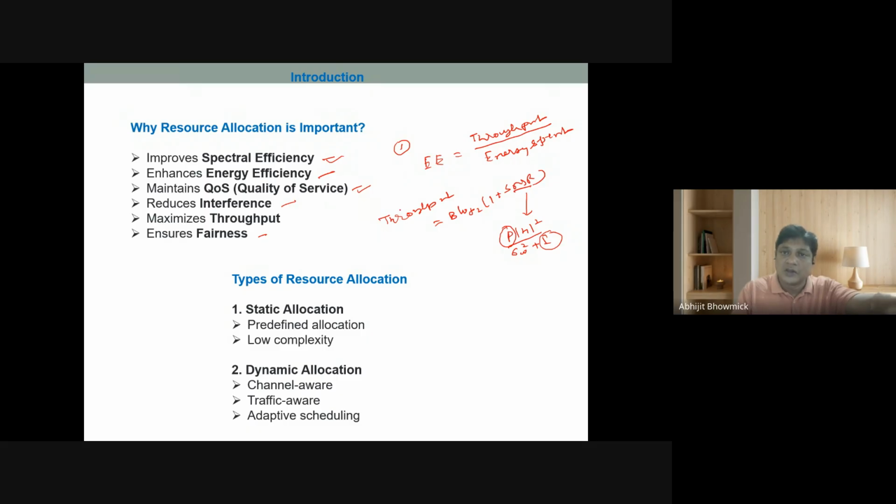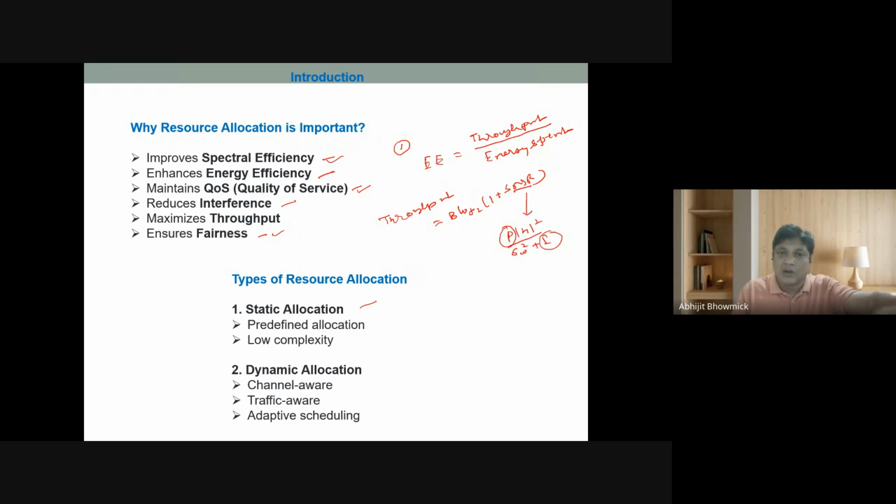And when I'm talking about fairness, it means if there are m number of users, all the m users must have some minimum requirement. When all of them satisfy that minimum rate, then I can say that user fairness is maintained. So that's why the allocation of resources is much more important. Now, what kind of allocations?